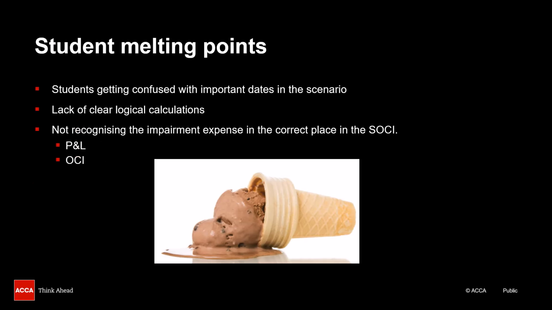In my experience, common mistakes that students make in this section include students getting confused with the many different dates and amounts in the scenario. So students should always make use of a timeline of events in their workings. Other mistakes are students not showing the marker their thought process by omitting their workings or not having proper references to their workings, and incorrectly disclosing impairment losses in the financial statements between profit and loss and other comprehensive income.